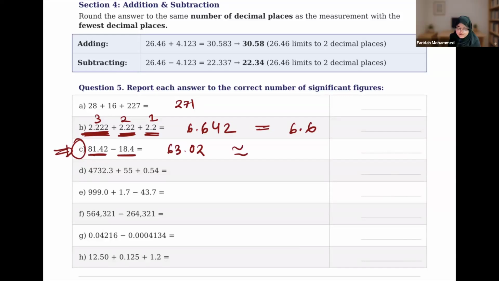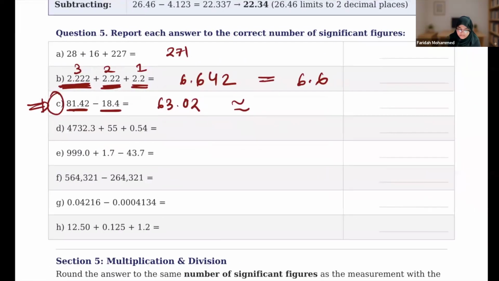I know you know those things, but I want you to explain, so everyone can benefit from it. So this one has how many decimal places? 2. And this one has 1, right? So your answer should have 1 decimal place. So it would be 63.0. Good job.